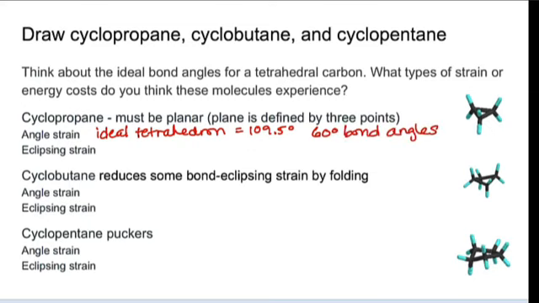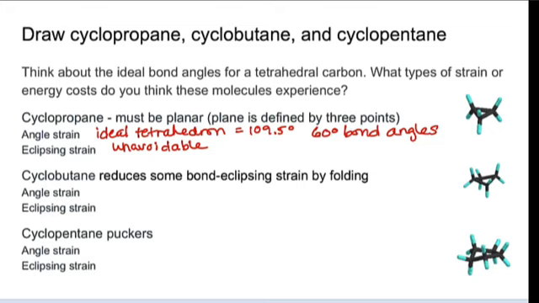Now, meanwhile, while that strain is going on, we can't do anything about this eclipsing strain because cyclopropane must be all in one plane. So the eclipsing strain is unavoidable. And so the resulting structure is very high energy.